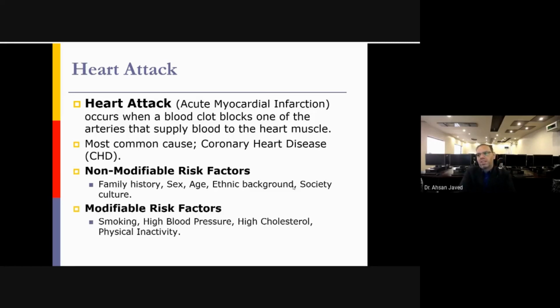Then there are modifiable risk factors which can be changed, including smoking, high blood pressure, high cholesterol, and physical inactivity. These are all factors which can be controlled. High blood pressure can be controlled, and as a result there will be less pressure over the heart. High cholesterol can be controlled, so there will be less plaquing of the arteries. Physical inactivity can also be changed if the patient starts doing more physical activity. The chances of having a cardiovascular condition can be delayed, and if the condition already exists, the physical fitness level of the person can be improved and life expectancy can be increased also.